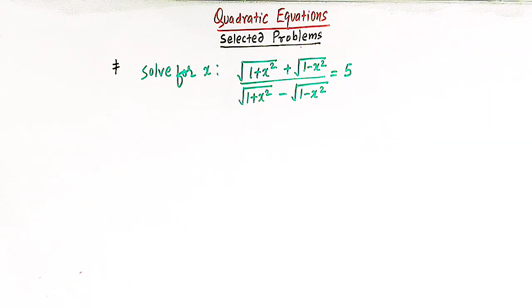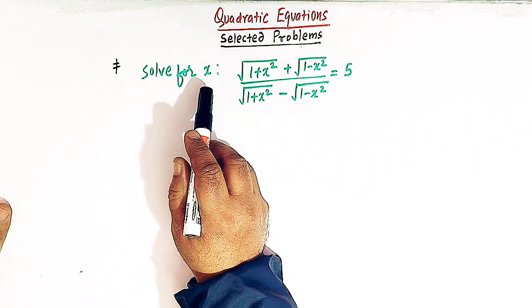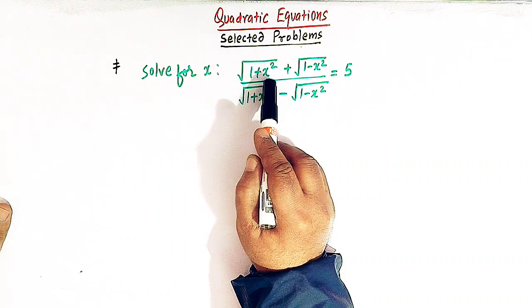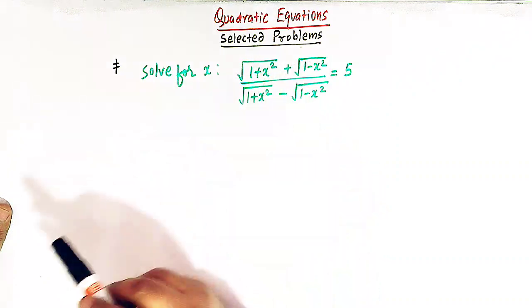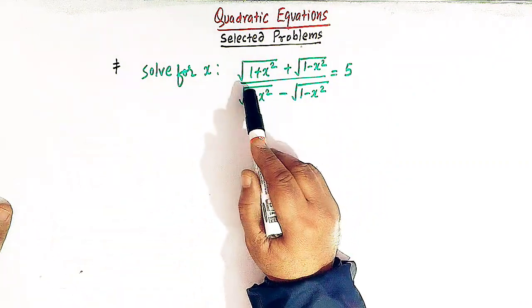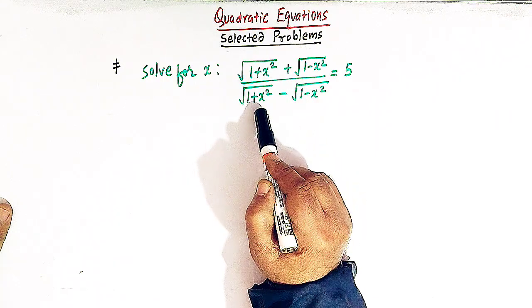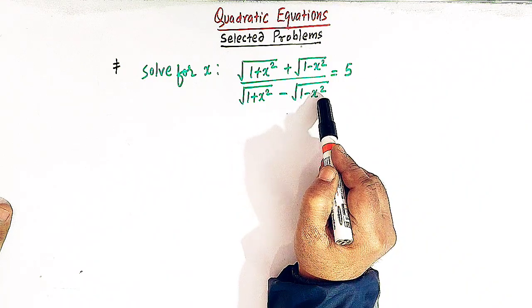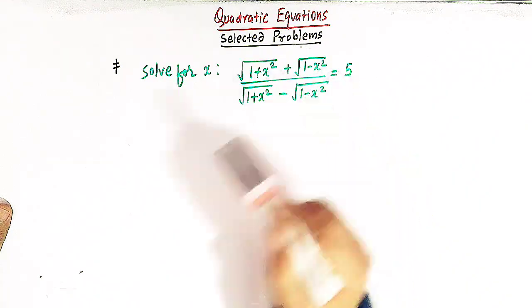Now let us solve this important equation. Here we have to solve for x, and the equation is given as (√(1+x²) + √(1−x²)) divided by (√(1+x²) − √(1−x²)) is equal to 5, right?